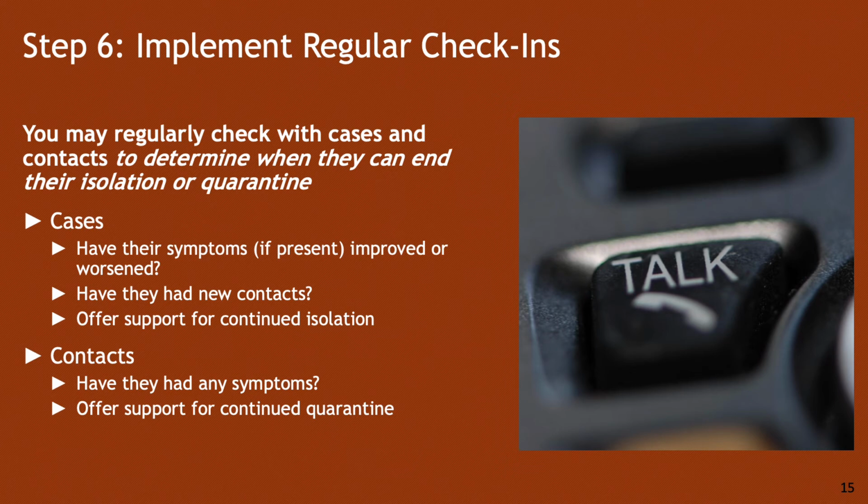And of course, you're implementing regular check-ins with your cases and your contacts, helping them determine when they can end their isolation and quarantine. When you call back your cases, find out how their symptoms are now. Are they better? Are they worse? Do they, unfortunately, have new contacts that need to be contacted? Do they need support for continued isolation? Maybe it's become untenable at home. Ask their contacts how they're doing, whether they've developed symptoms during their quarantine. Maybe they need help with quarantine issues.